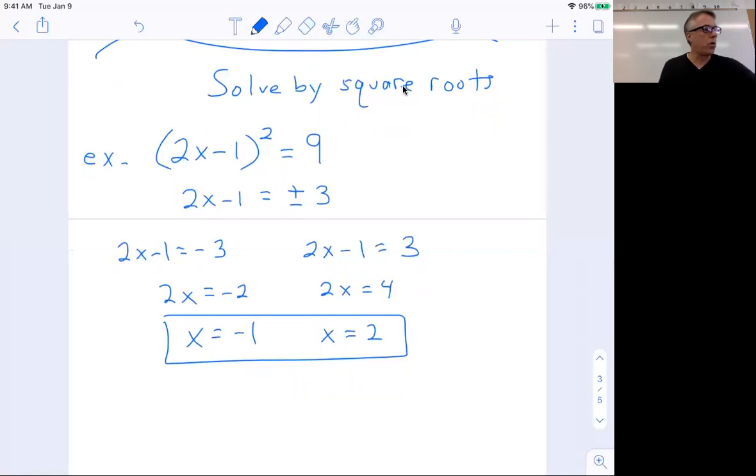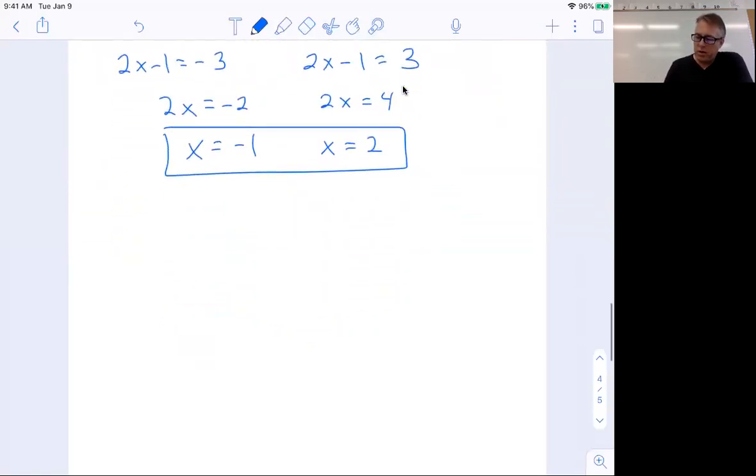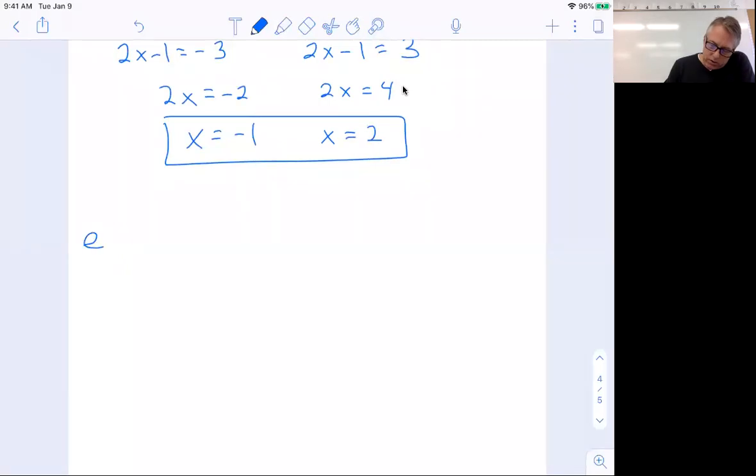All right, I got one more for you guys. So hang in there. I'm going to solve by square root again, but this one's going to be a little harder because sometimes they get a little bit uglier. So let's say we had 4 times the quantity 3x plus 1 squared minus 3 is equal to 17.